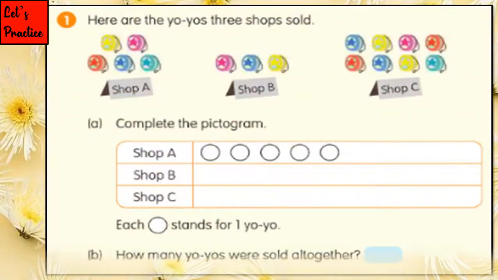Okay, let's continue to practice the next question. Number one, here are three shops that sell yo-yos: shop A, shop B, and also shop C. Ini ada tiga toko yang menjual yoyo. Toko A, toko B, toko C. The question is, complete the pictogram. Lengkapilah piktogram berikut. Each circle stands for one yoyo. Jadi satu lingkaran itu merepresentasikan satu yoyo.